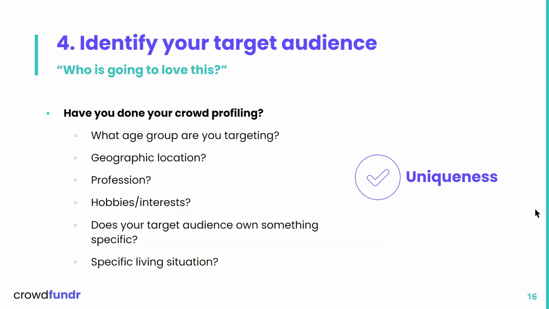Okay, number four, identify your target audience. This is for uniqueness. Not everyone is going to love your project, I'm sorry to tell you. However, you are not talking to those people. You are talking to the people who will love your project. So you need to tell them who those people are. If you've done your crowd profiling, then this is a great way to do this. Crowd profiling means you identify the demographics of your target audience. What age group, geographic location, profession, hobbies, do they own something specific? Do they have a specific living situation?